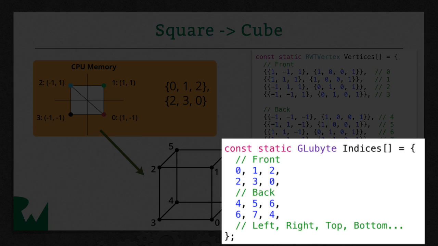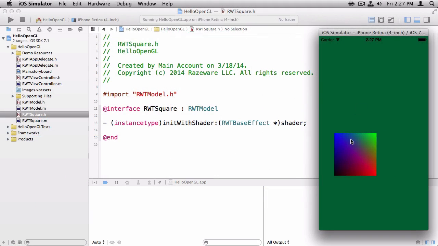Down here on our indices, we already added the 2 triangles for the front face. So we'll just add 2 more triangles for the back face. For example, 4, 5, 6 is triangle number 1, and 6, 7, 4 is triangle number 2. Okay, so we have our 2D square here. Let's move this to a 3D cube.